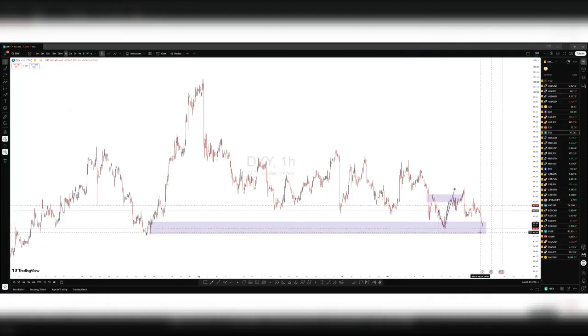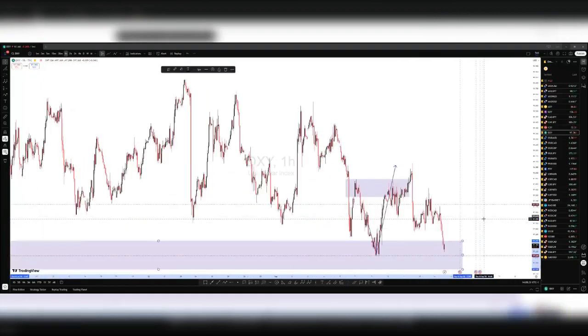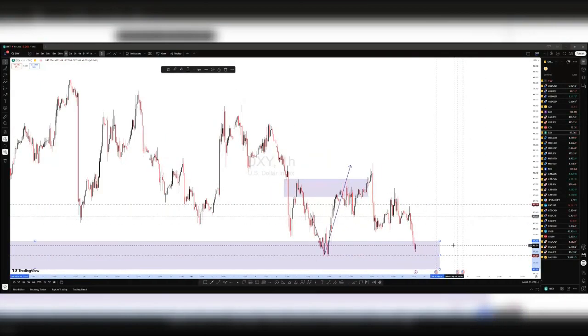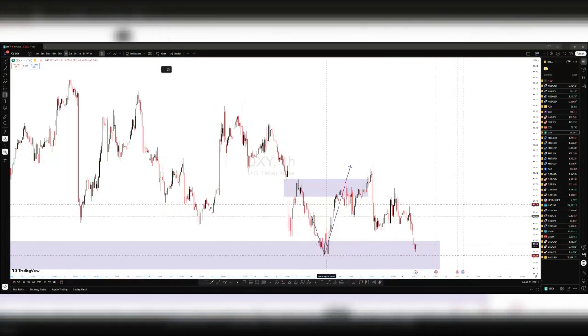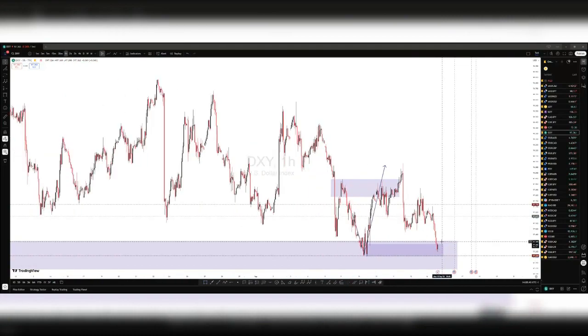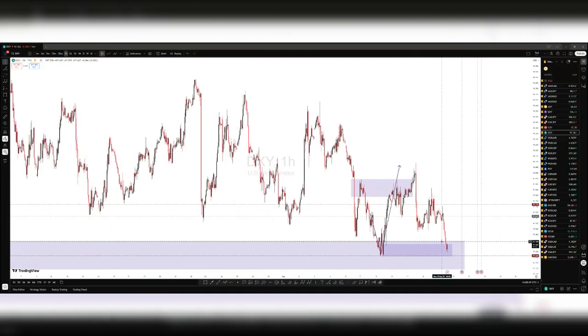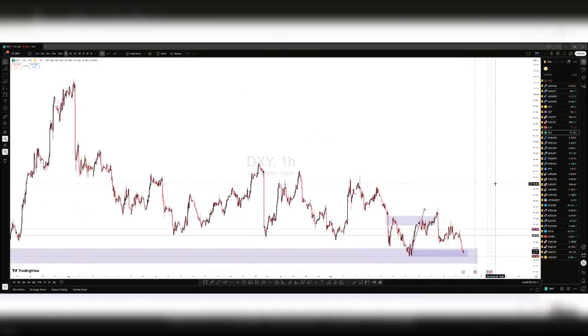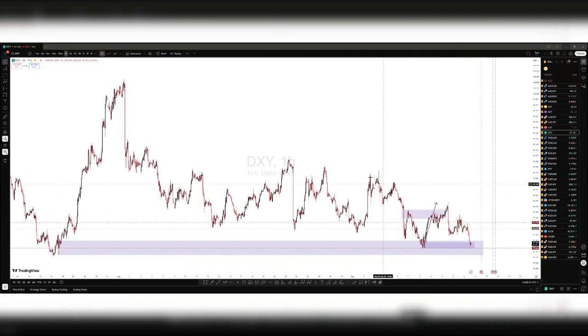So remember, weekly time frame DXY chart. This is still our demand zone, meaning that anything can still happen. Price can still get rejected from this area of demand. So we are not completely eliminating the possibility of a stronger dollar this week.